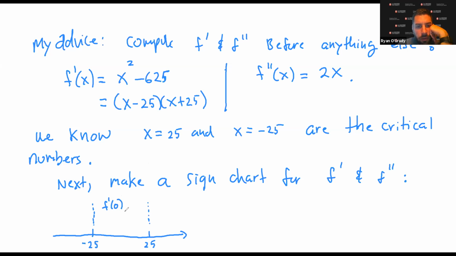And when I plug 0 in here, I get negative 625. And that's negative. So what I'll do right underneath there in red is I'll put on this interval, this is decreasing.